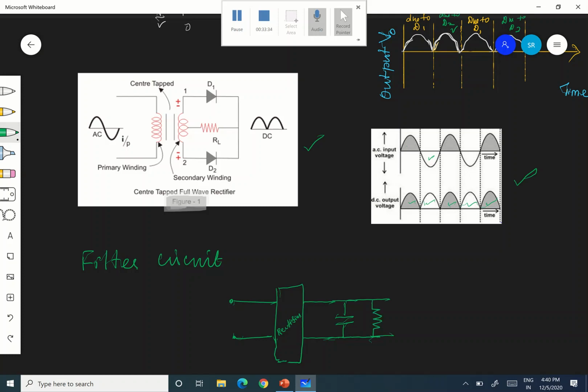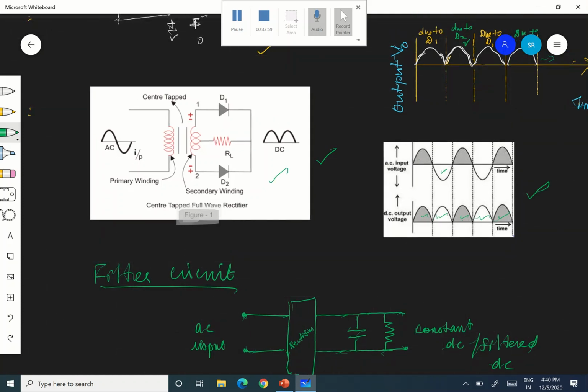And across the load, you will be getting filtered DC, constant DC. It is what is called a filter circuit. The AC input is given to a rectifier. Rectifier means, this circuit whatever we have seen.